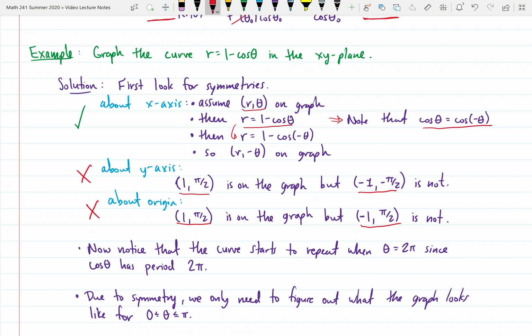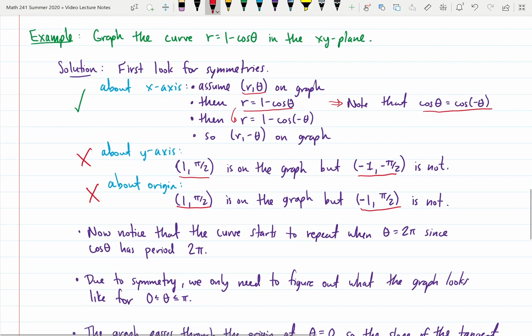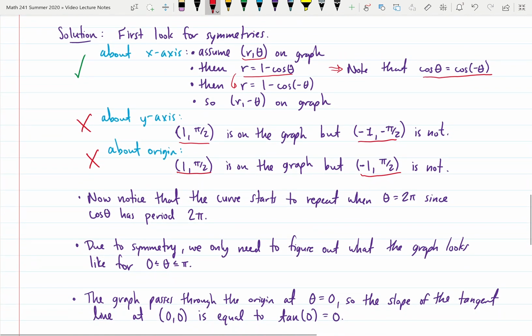So let's assume that we start sketching the curve at theta is equal to 0. And then we keep increasing theta until we get to 2 pi. Once we get to 2 pi, we're going to be right back where we started and the cycle will start again. So we're only going to worry about graphing the curve from theta is equal to 0 to theta is equal to 2 pi.